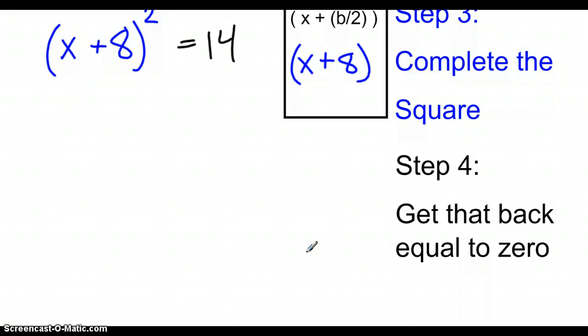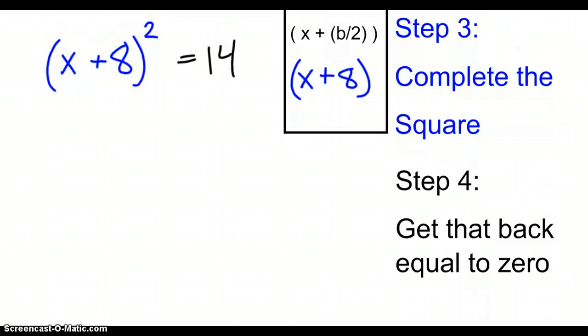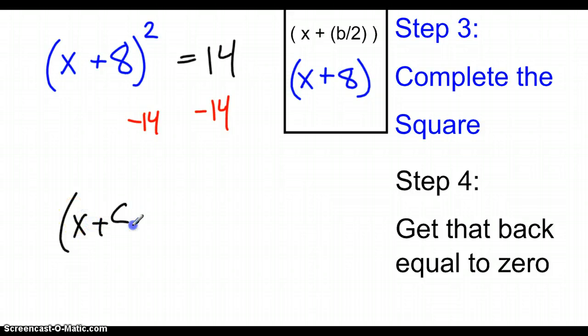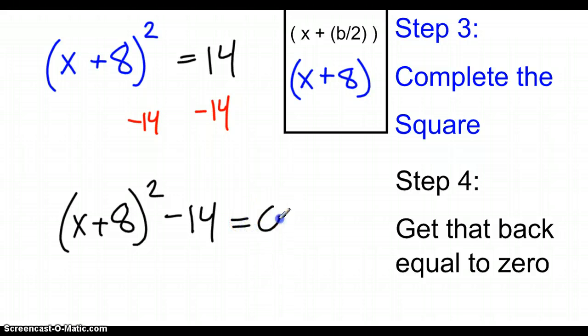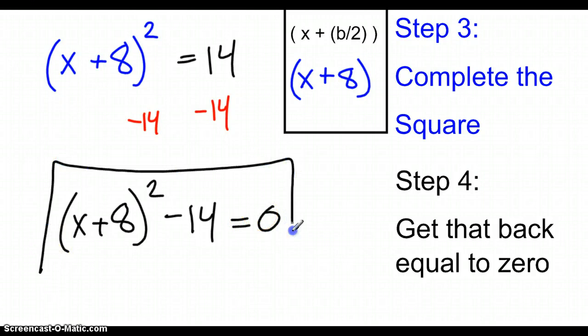Step 4, all we have to do is get the equation back equal to 0. And when I do that, that's just going to involve me subtracting 14 from both sides. And when that happens, we have x plus 8 squared minus 14 is equal to 0. So we have successfully completed the square for that problem.